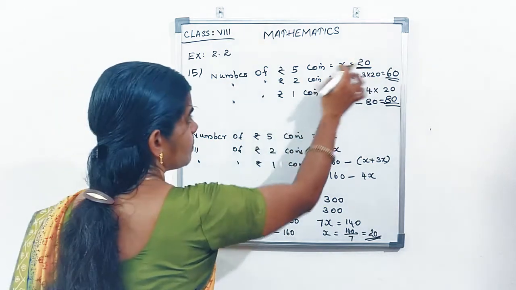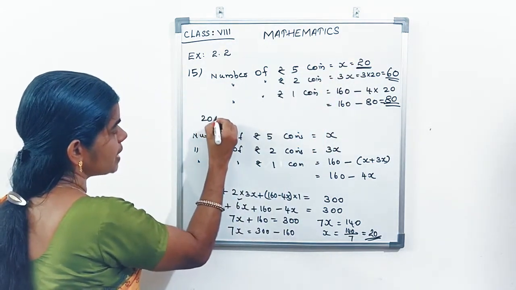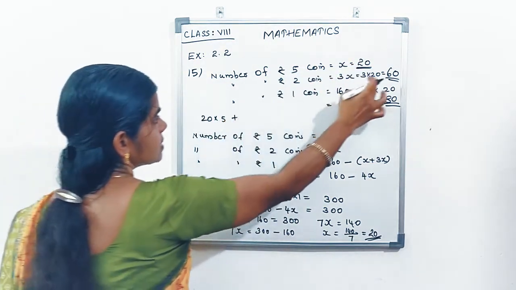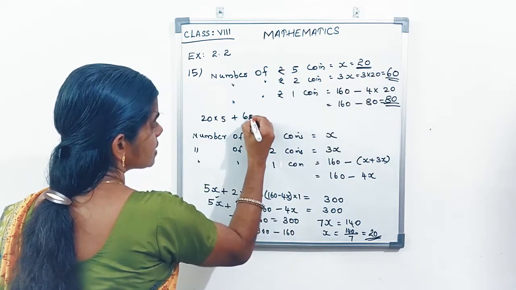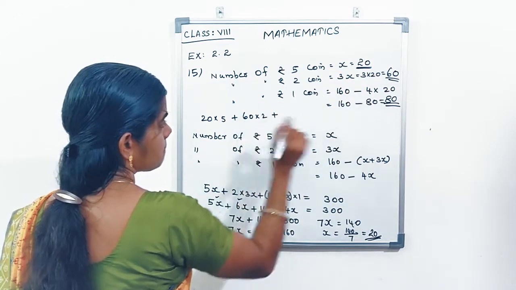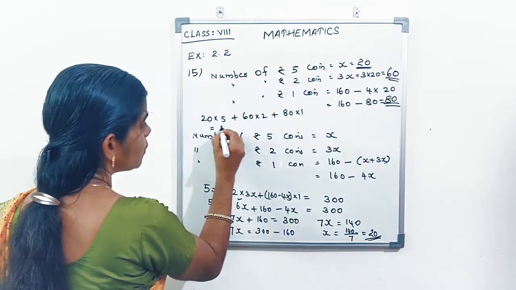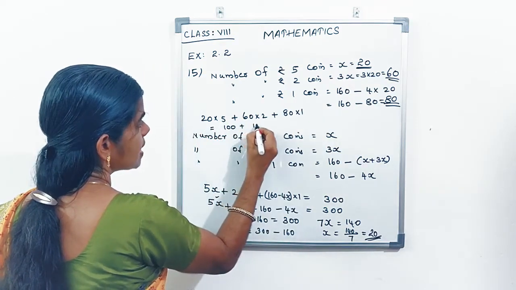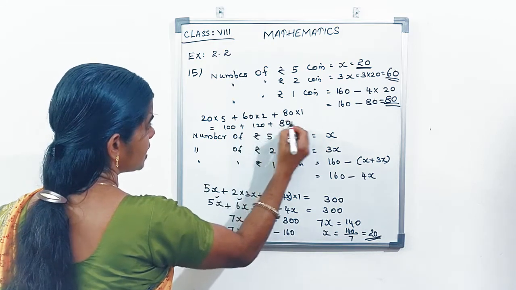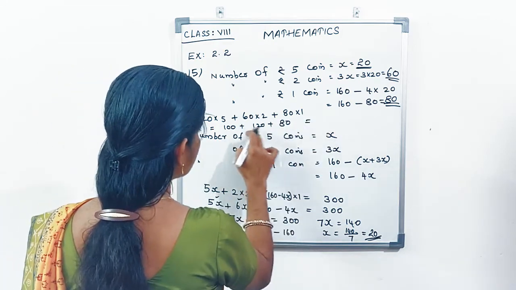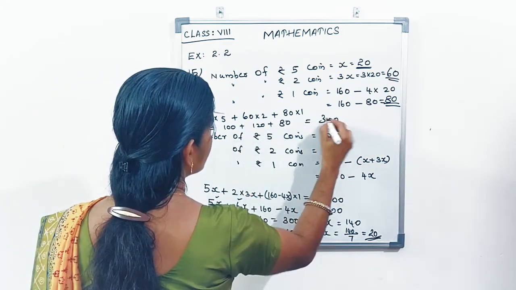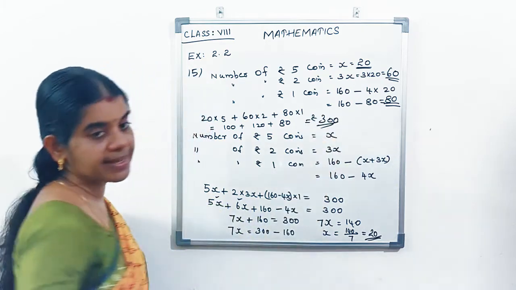25 rupee coin means how many rupees will be there? 20 into 5, plus 60 into 2, plus 80 into 1. 20 into 5 means 100, plus 120, plus 80, that is equal to 220 plus 80, that means 300 rupees. Therefore, our answer is correct. Clear?